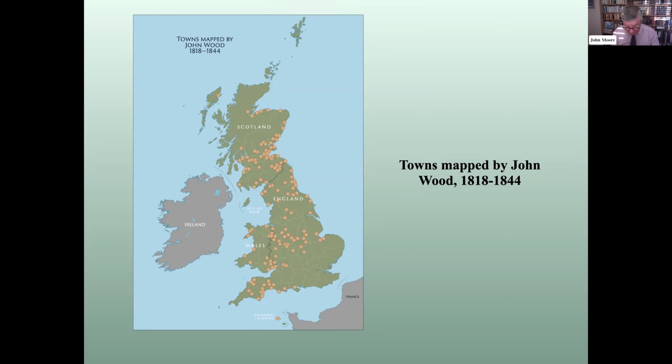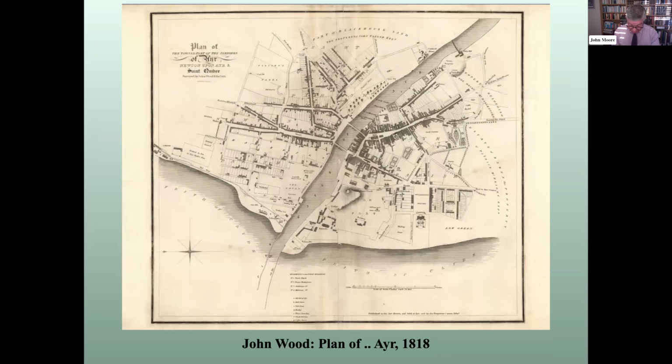Wood married in the same year he came north, and it seems most likely that his wife had considerable financial reserves, since 2 years later they bought a substantial property in the exclusive Edinburgh suburb of Morningside. His first town plans, Ayr and Dumbarton, and this is one of Ayr, appeared in 1818. And for the next 26 years, he mapped a further 55 Scottish boroughs. Without doubt, many of these were the first detailed printed maps of these towns.